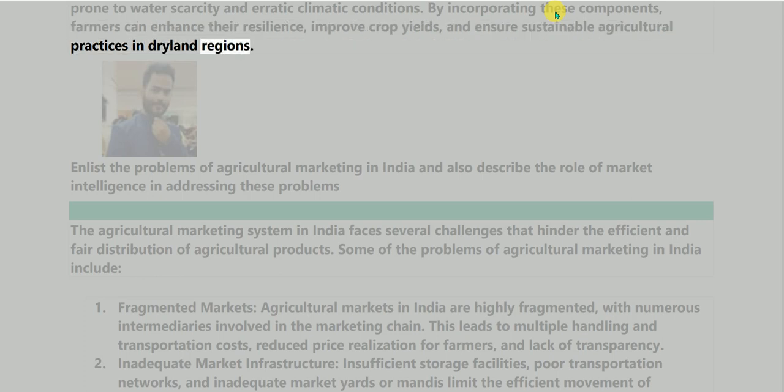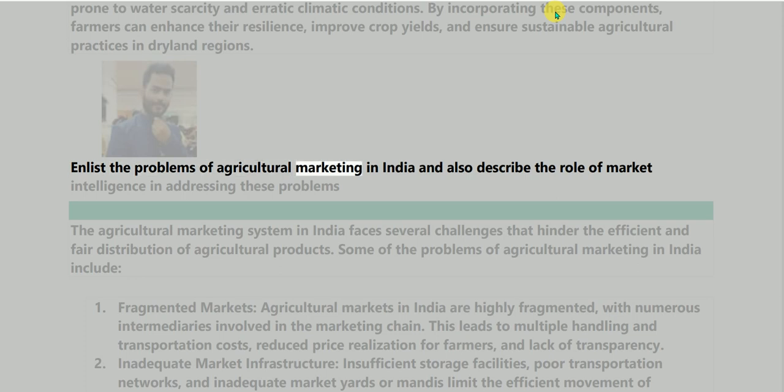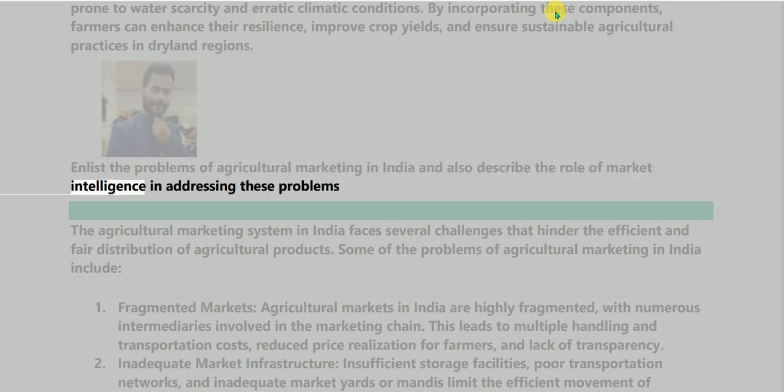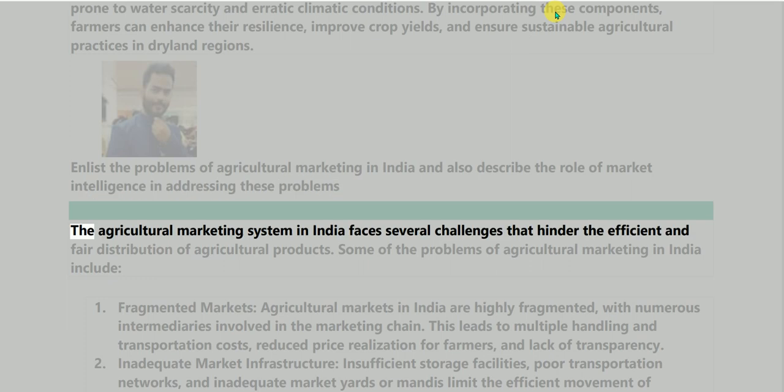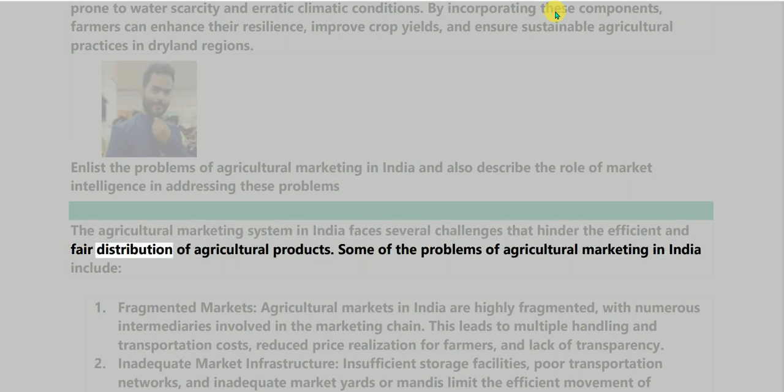Enlist the problems of agricultural marketing in India and also describe the role of market intelligence in addressing these problems. The agricultural marketing system in India faces several challenges that hinder the efficient and fair distribution of agricultural products. Some of the problems of agricultural marketing in India include: 1.